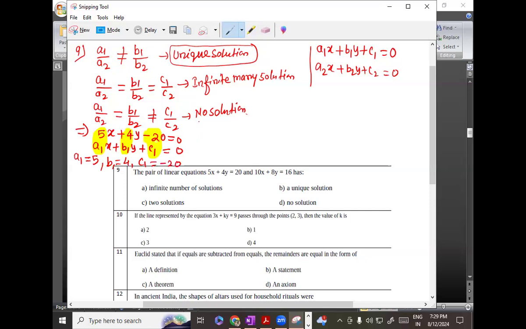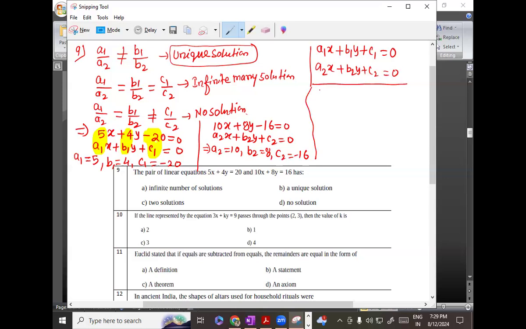Then the second equation, tell me: 10x plus 8y minus 16 equal to 0. Then compare a2x plus b2y plus c2 equal to 0. What is the value of a2? A2 is 10, b2 is 8 and c2 is minus 16. Then find its ratio. a1 by a2, tell me. 5 by 10, which is 1 by 2. And b1 by b2? 4 by 8, which is 1 by 2. Yes. And c1 by c2?